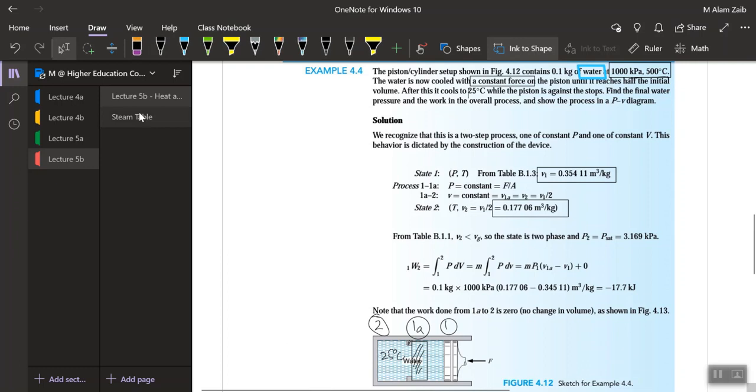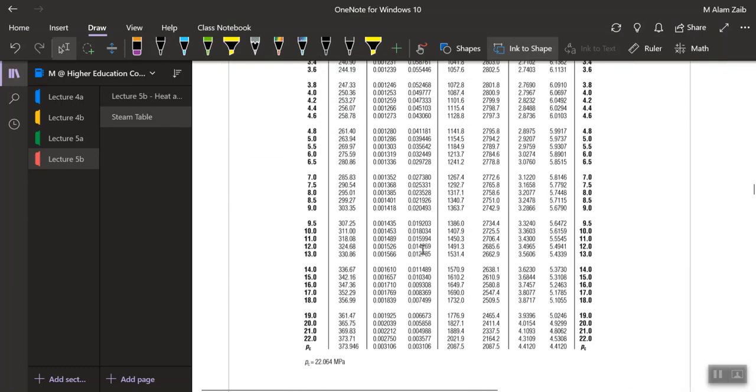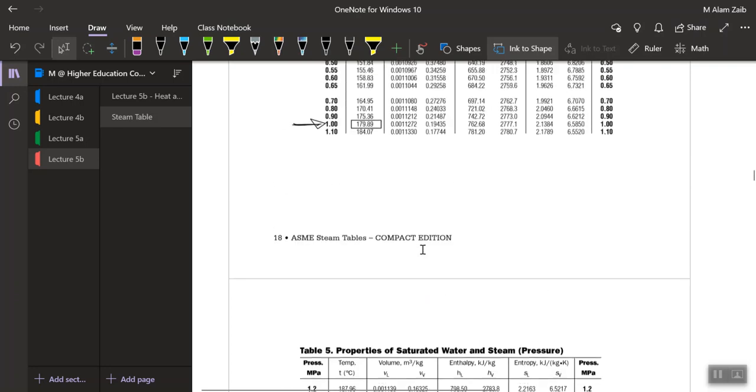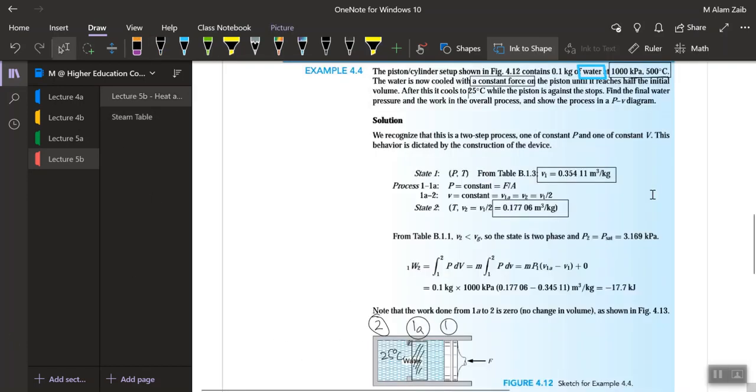0.17706, if I could check it. So let's go to the same saturated table, water saturated. So let's check the condition of the steam. At 1 megapascal, the condition is 0.177 something. So if you can imagine, 0.177 is less than Vg and greater than Vf somewhere. So that means we are inside the vapor dome. So 0.17706 is inside the vapor dome.